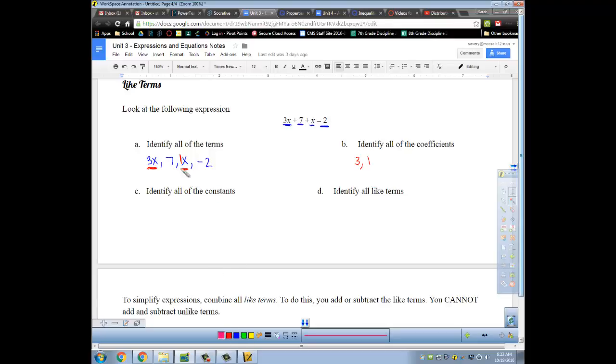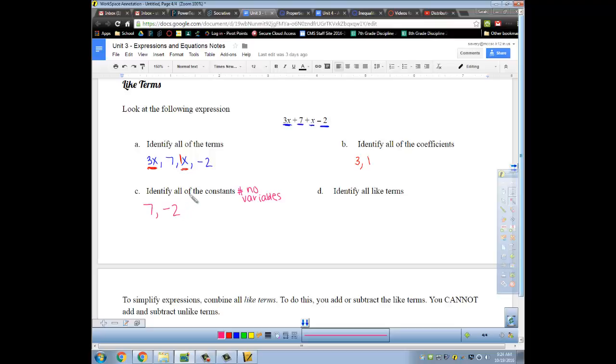For part C, identify all the constants. Constants are the numbers with no variables. So this term had a variable, so not a constant. 7 does not have a variable, so 7 is a constant. This one had a variable, so not a constant. And negative 2 does not have a variable, so it's a constant. So we're looking for any term that does not have a letter by it.